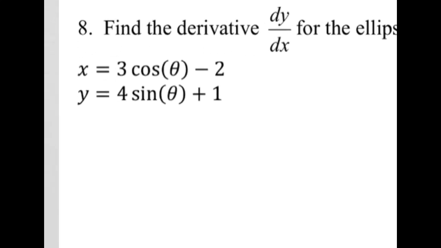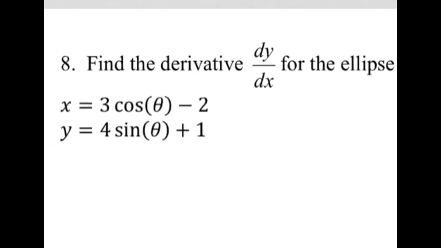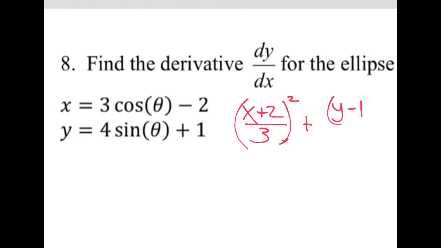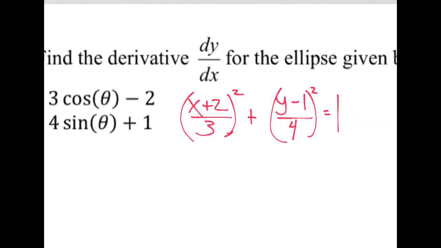First thing you're most likely going to want to do is write this equation in rectangular form, because that's most likely what you know how to do to solve this problem. So let's do that, which means I'm going to recognize first that it's an ellipse, which is also told to me in the problem. But I'm going to get ((x + 2)/3)^2 plus ((y - 1)/4)^2 equals 1.